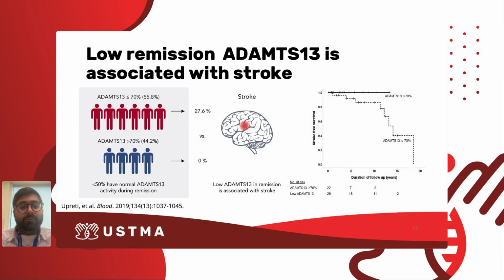So when we compare the ADAMTS13 activity in TTP survivors with stroke, we see a clear separation of the curves, and TTP survivors with reduced ADAMTS13 activity are 5 times as likely to experience a stroke during clinical remission than survivors with higher ADAMTS13 activities. That cutoff of 70% was chosen based on the prior study I just showed you from the general population of the Netherlands, where they showed that 70% seemed to be that cutoff.